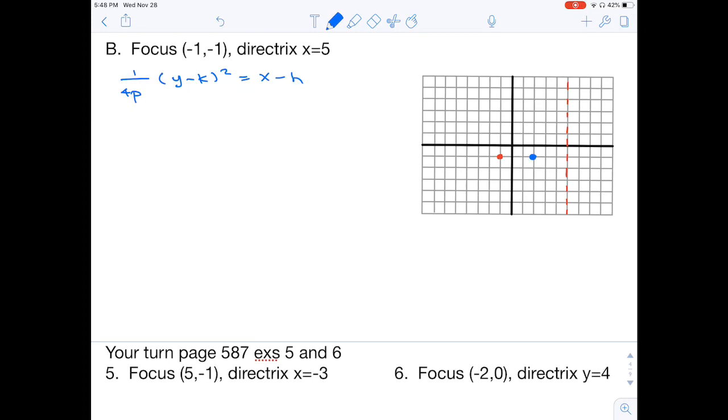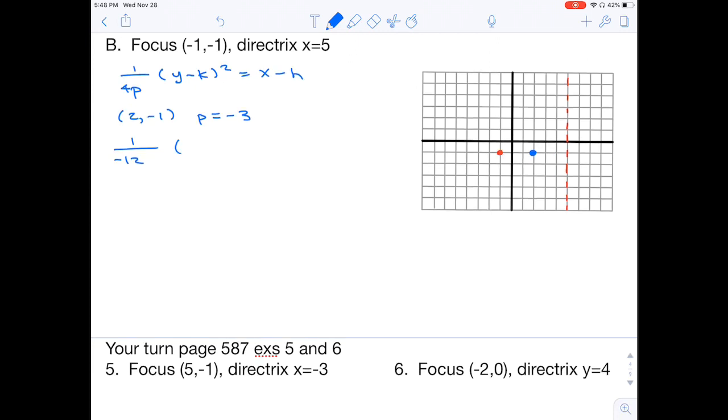Okay, so what you should have, so the vertex is located at 2, negative 1, and p is the directed distance from vertex to focus, so p equals negative 3. Plugging those values in, I get 1 over 4 times negative 3, which is negative 12. Then y minus k, so y minus a negative 1, which becomes y plus 1, equals x minus 2.